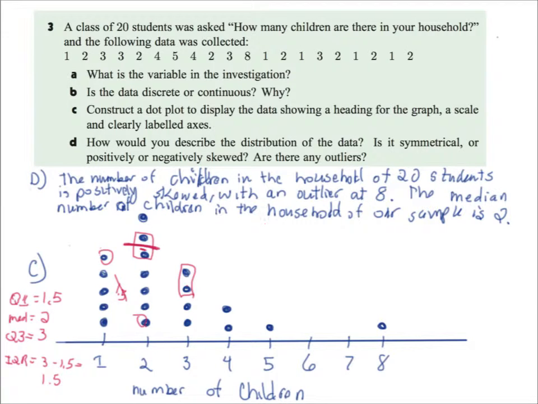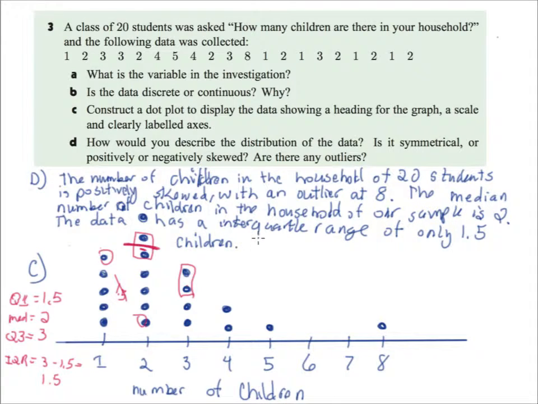So I could say that the middle 50% of my data has a spread of 1.5, or the data has an interquartile range of only 1.5 children.